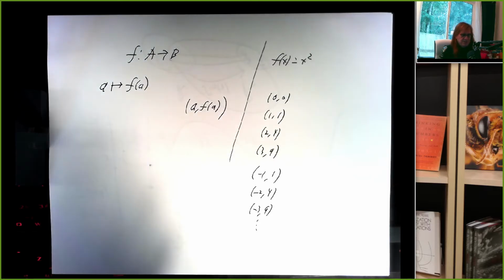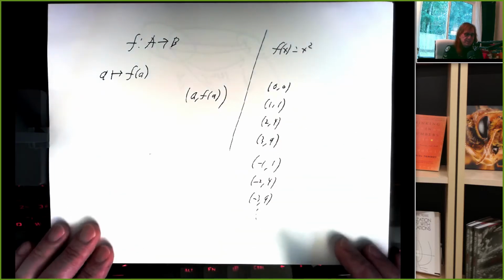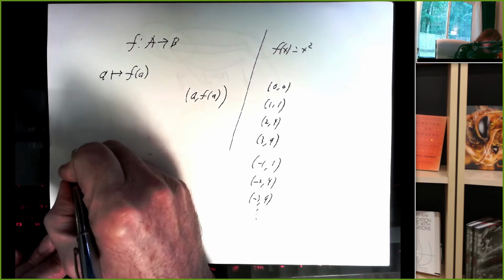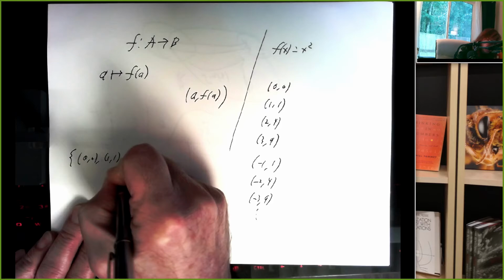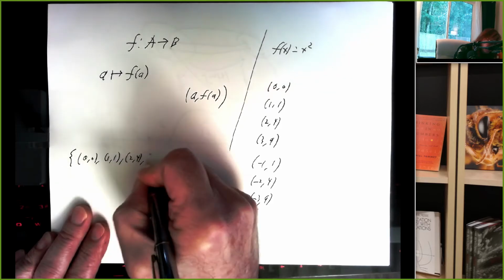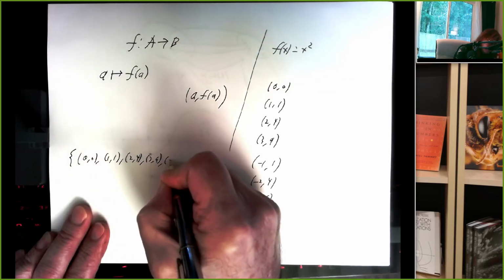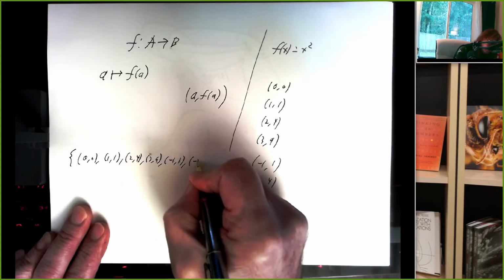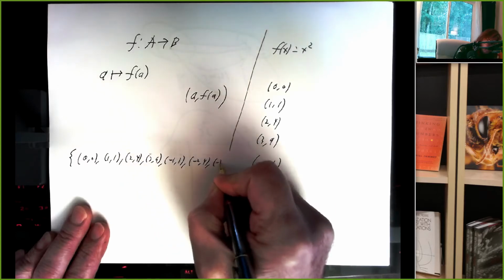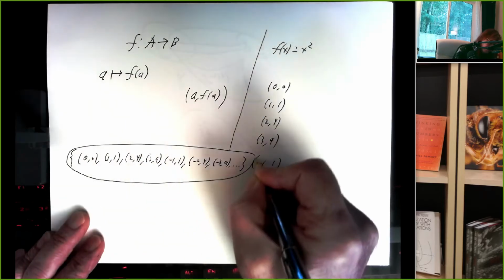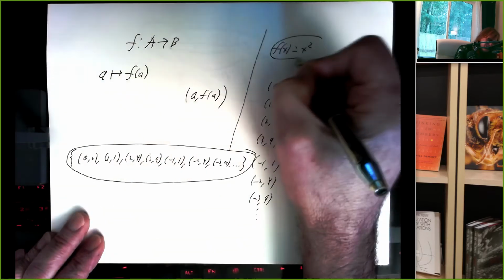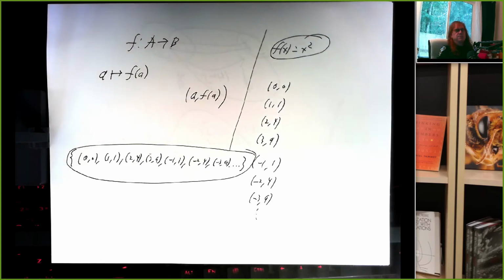Well, how do I describe a collection of something? Let's make it a set. So I could take the set containing all of these tuples, and that set is in some sense exactly the same thing as this function.